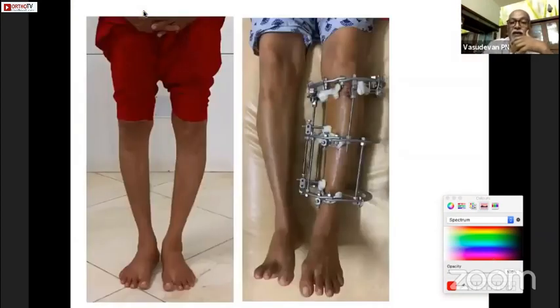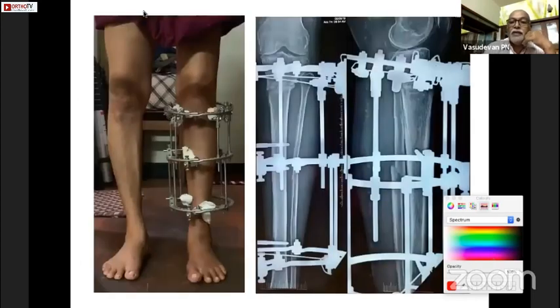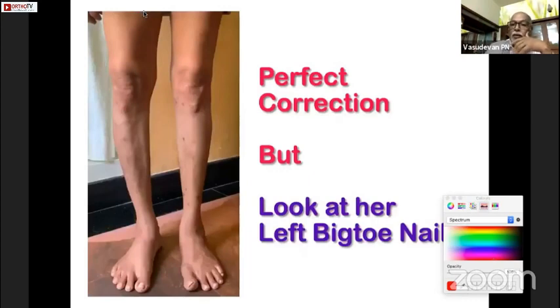So you can see the fixator on the patient, a small osteotomy, and the hinges and distractors there. And this is after correction. So now we have made it straight, and we got perfect correction.